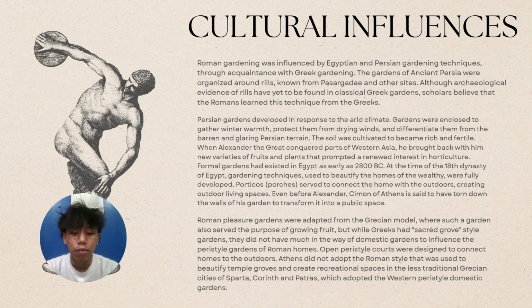Next, cultural influence. Roman gardens were influenced by several civilizations. From Persia, they learned about enclosed gardens and water channels. From Egypt, they adopted decorative gardening techniques and outdoor living spaces. From Greece, they got ideas like the peristyle layout. So basically, Roman gardens are a combination of many cultures improved by Roman engineering.